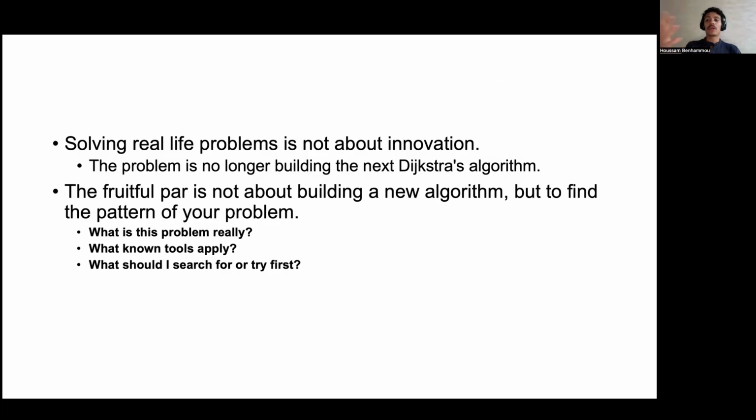You just need to abstract your problem, find the equivalent abstraction of it that's been resolved, and use that to find your solution. And that's the fruitful part that you could take from here for building your new algorithms. You no longer need to think about how to build it, but what is the problem really? Like I said, what known tools should I apply? And what should I search for or try first so I can test if it works? Those are the main questions that you should ask.